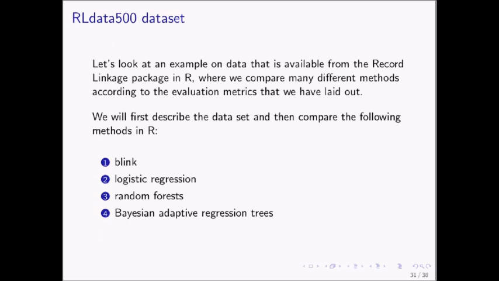The example I'm going to look at is a publicly available data set from the record linkage package in R. Everything I'm going to show you is also from a package of mine called Blink. It's on CRAN, it's in R, and there are vignettes on it, so it's completely reproducible. What I did is compare many different methods according to the evaluation metrics that I just laid out. I'm first going to describe the data set, and then compare my method, which I call Blink because it's doing Bayesian linkage, to logistic regression, random forest, and then BART.